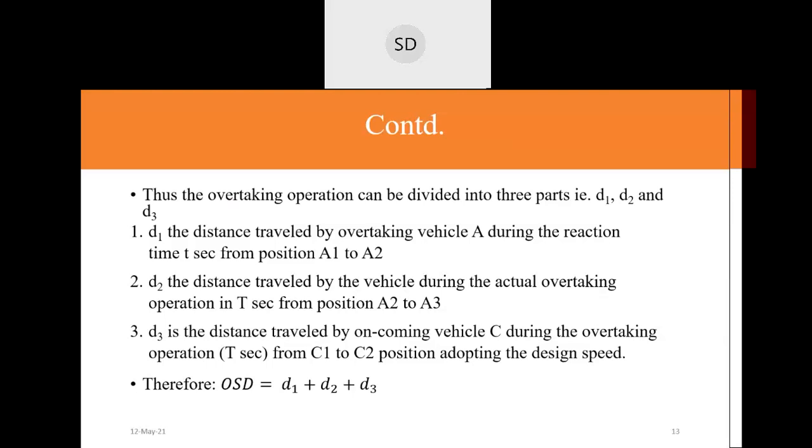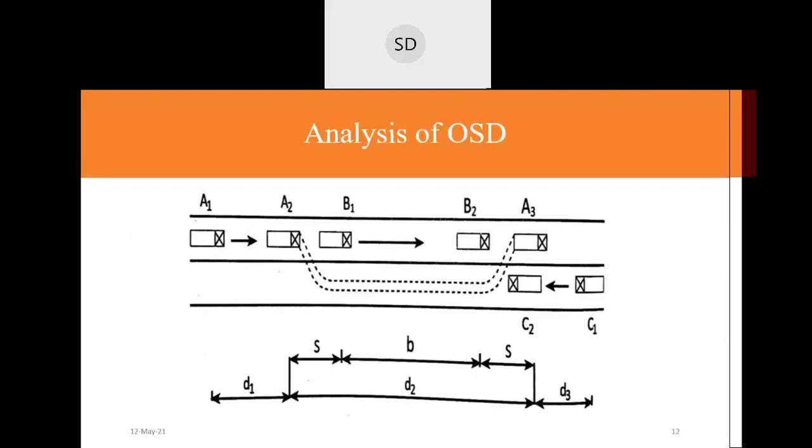As we have discussed, our overtaking total distance is divided into three parts, that was D1, D2 and D3. So that portion I have discussed. Now coming to the next portion, this A1 to A2. Before reaching position A, initially suppose the speed of vehicle A was V meter per second, and that is the design speed. With the same design speed vehicle C is also coming, and the speed of vehicle B, which has lower speed, is VB meter per second.